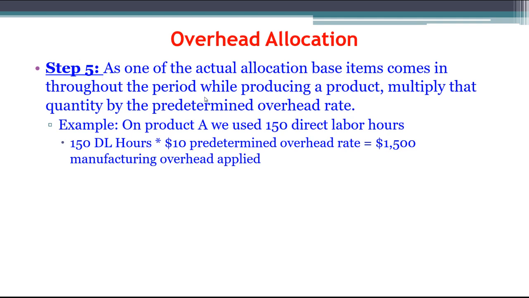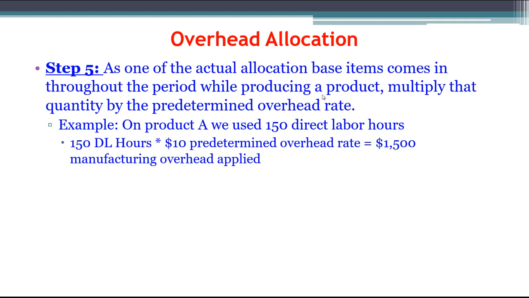As an hour is used for job A or product A, in this case we used 150 hours, we're going to multiply that by the $10 predetermined overhead rate, and we're going to find out that we have $1,500 of overhead that needs to be applied to that job. So that's the key thing here. It's now being moved over to that job. If another product used 10 direct labor hours, it would get $100 of overhead cost applied.